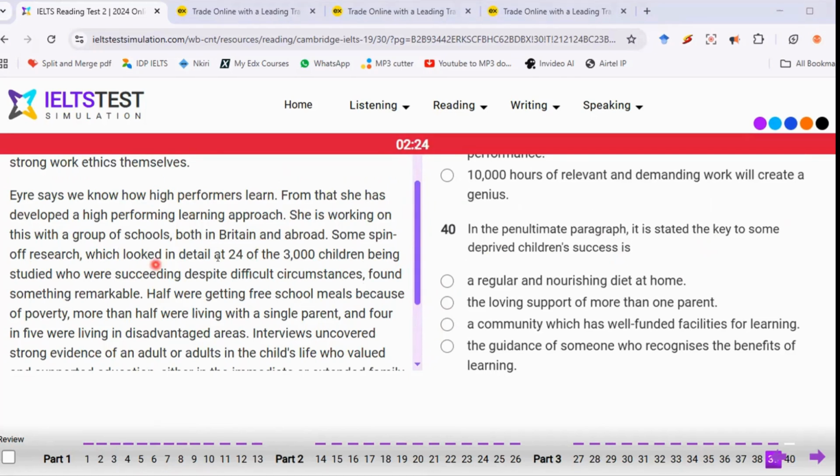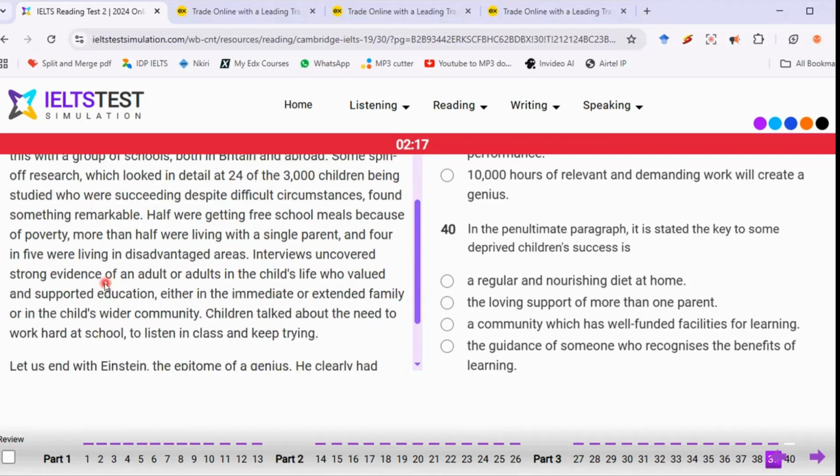which look in detail at 24 of the 3,000 children being studied. Okay? Half are getting free school meals. That's deprived. Where's free school meals? Because of poverty. That's deprived. More than half are living with single parents. That's another level of deprived. 4 in 5 were living in disadvantage.